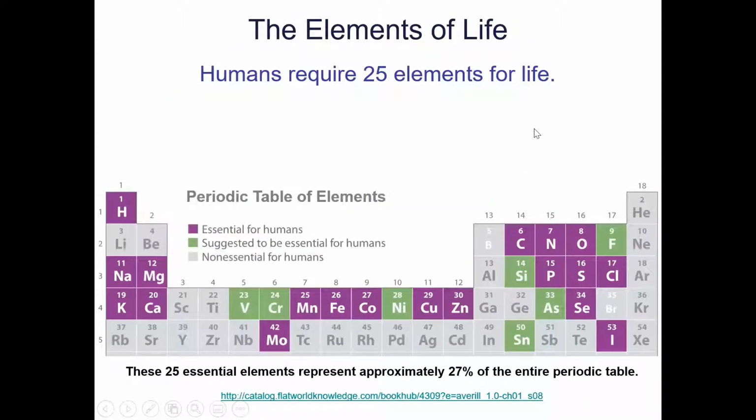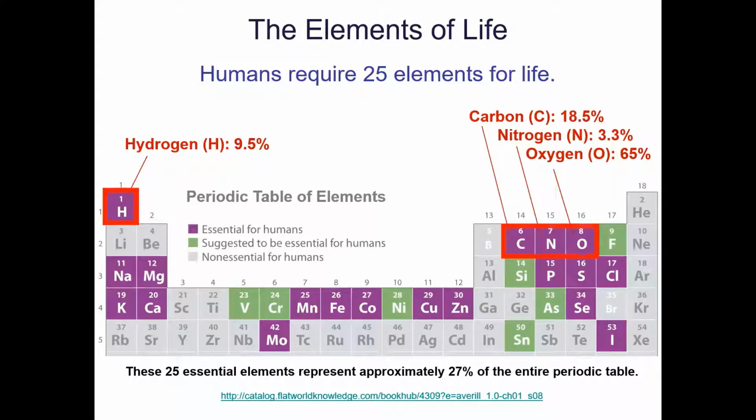Here's a little portion of the periodic table of elements, and if you take a look, this is showing all the elements that are believed to be essential for human life, and there's a few that might be essential that we're not sure about yet. But if you take a look at these ones here, hydrogen, carbon, nitrogen, oxygen, this is about 90-something percent of all of the compounds in our body, composed of these few elements.